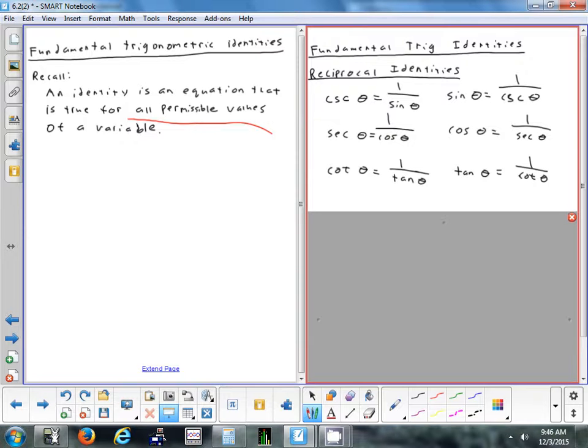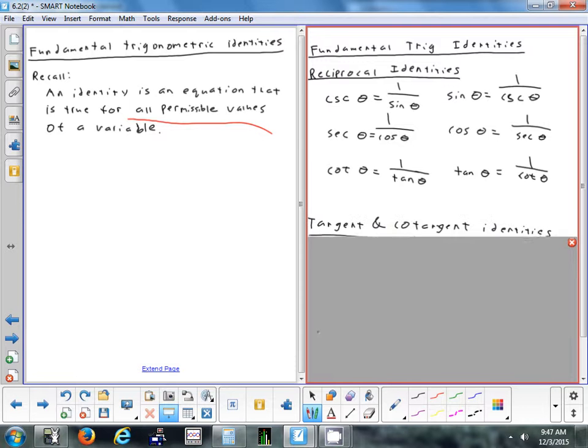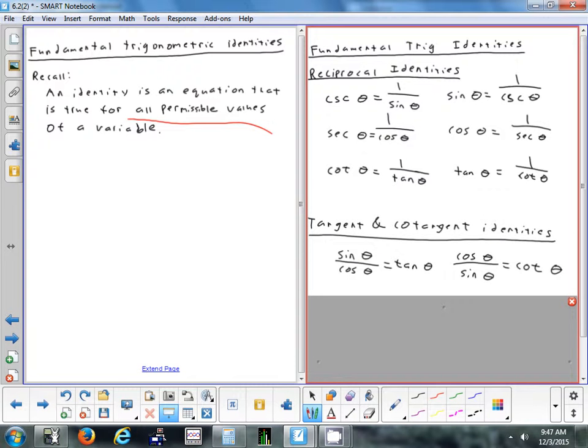Okay. So the first set of what we have for basic or fundamental identities are the reciprocal identities. You guys already have all those. Okay, the next ones are tangent and cotangent. And you guys have really already been using this one.